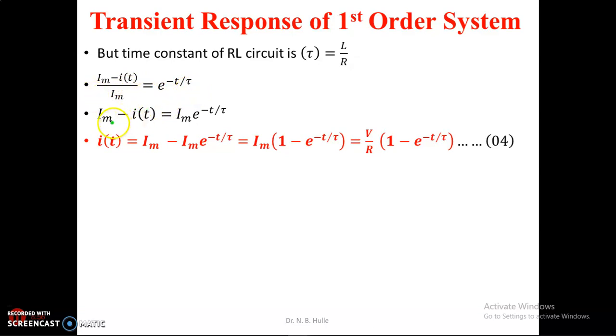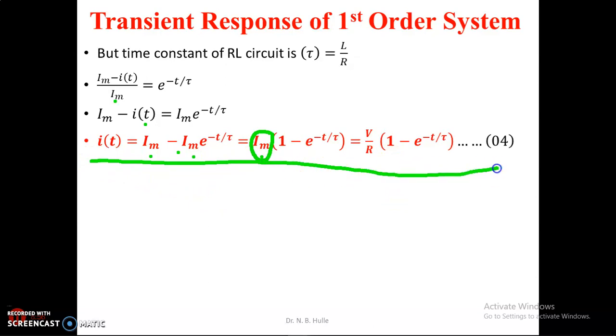And if we simplify this expression, that is Im minus IFT, this Im can be shifted to the other side, then this will be the expression. And finally, IFT is equal to Im minus Im into e raised to the power of minus t by tau. It can be expressed as Im in brackets 1 minus e raised to the power of minus t by tau, and this Im can be represented as V upon R, in brackets 1 minus e raised to the power of minus t by tau, and this is the final expression for the transient response of the current flowing through the RL series circuit.